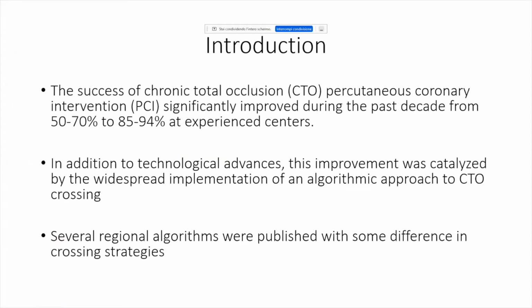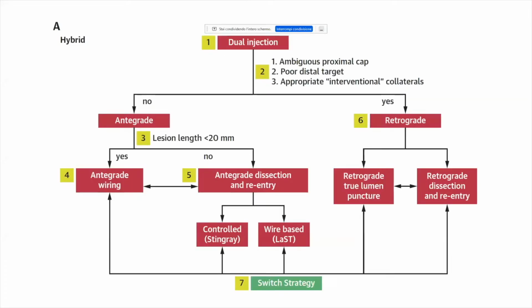Everybody knows that the success of CTO PCI significantly improved during the past decade from 50% to 94% in expert hands. In addition to technological advances, this improvement was catalyzed by the widespread implementation of the algorithm. But several regional algorithms were published with some differences in crossing strategies. For example, this is the hybrid algorithm that was first published.